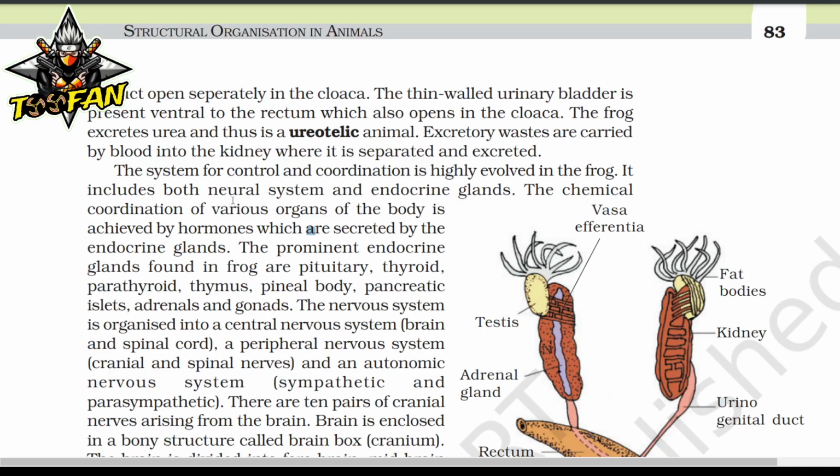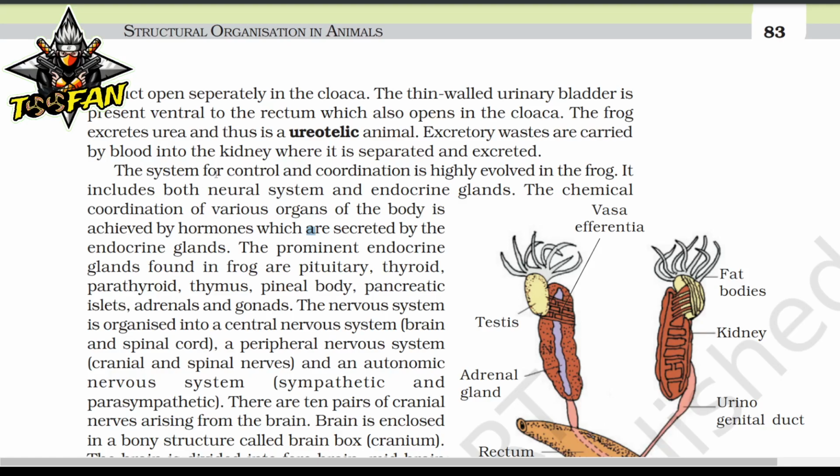The system for control and coordination is highly evolved in the frog. It includes both neural system and endocrine glands. The chemical coordination of various organs of the body is achieved by hormones which are secreted by the endocrine glands. The prominent endocrine glands found in the frog are pituitary, thyroid, parathyroid, thymus, pineal body, pancreatic islets, adrenals and gonads.